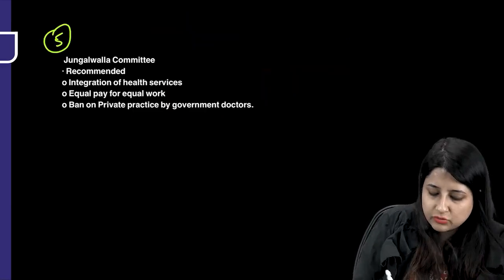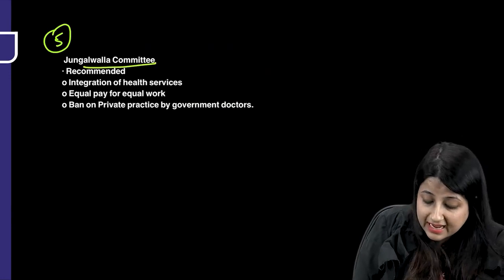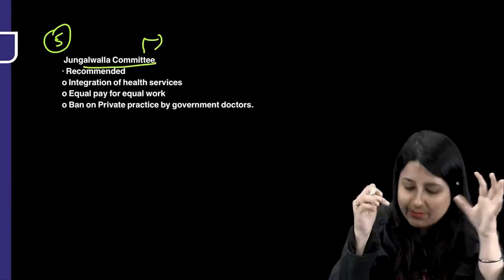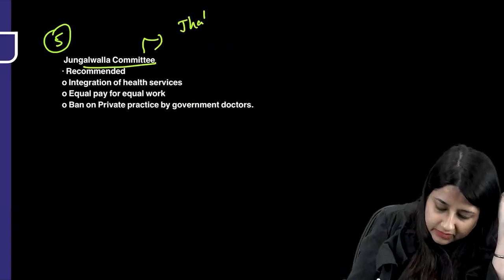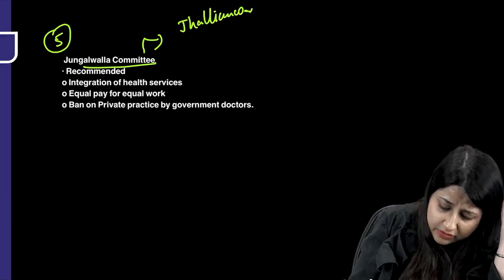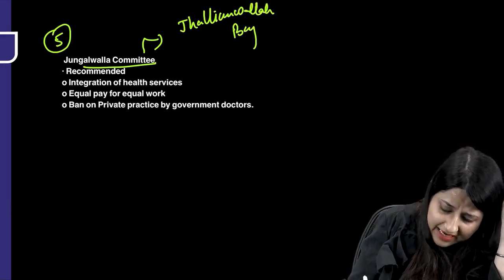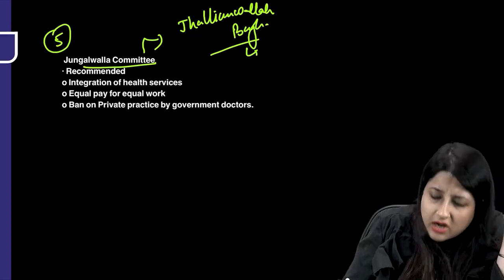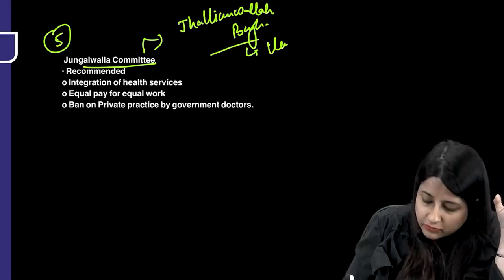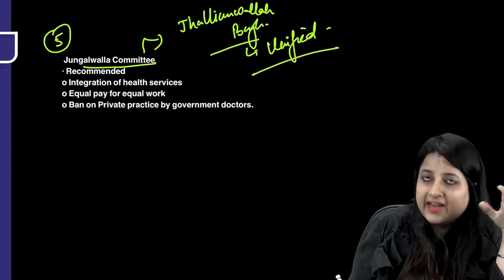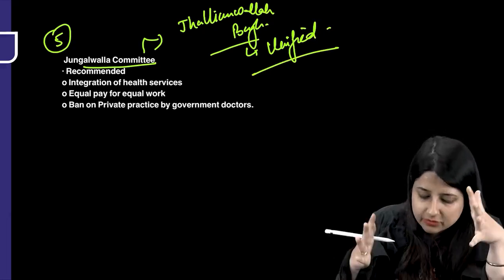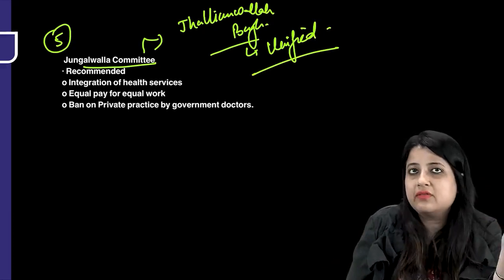Then of course there's a Jungalwala Committee. Now Jungalwala, I have taught you how, remember from the word Jallianwala Bagh. Okay, remember Jallianwala Bagh. What happened in Jallianwala Bagh? All Indians unified to fight against the Britishers. Okay, so that is what happened in Jungalwala.